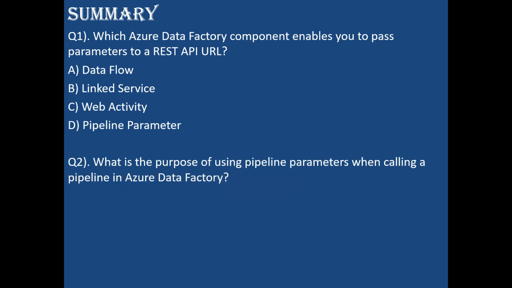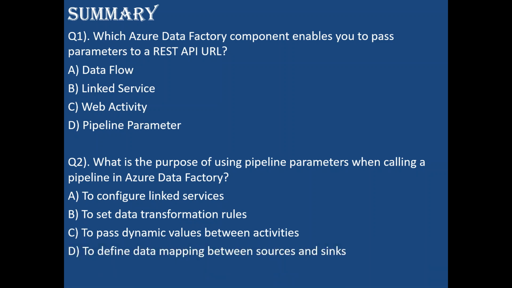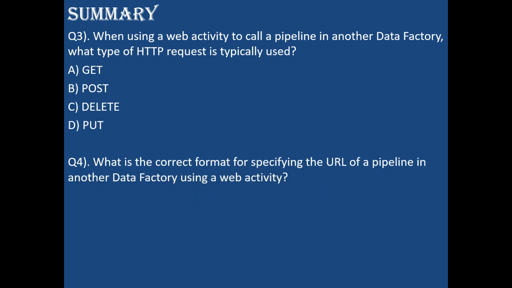What is the purpose of using pipeline parameters when calling a pipeline in Azure Data Factory? To configure linked service, to set data transformation rules, to pass dynamic values between activities, to define data mapping between source and sinks. As you know, to pass dynamic values to the activities, we are passing different parameter values. When using a web activity to call a pipeline in another data factory, what type of HTTP request is typically used? Post. Answer B is correct.